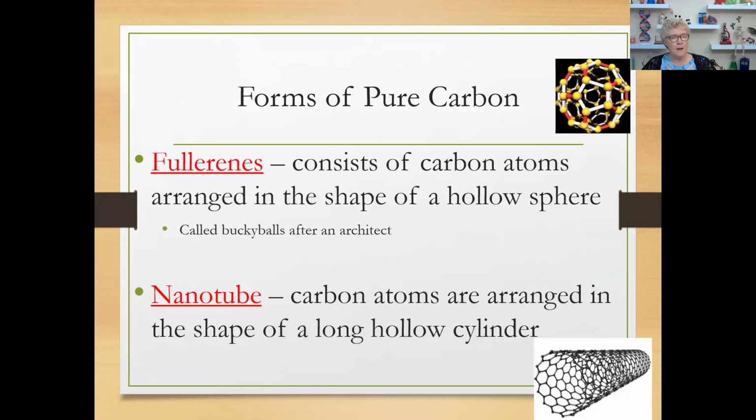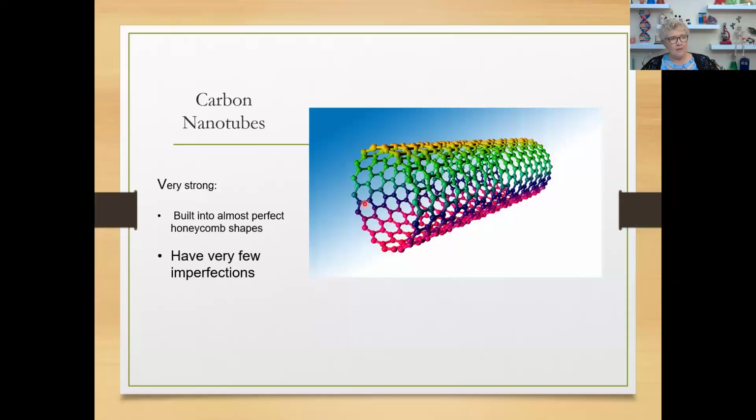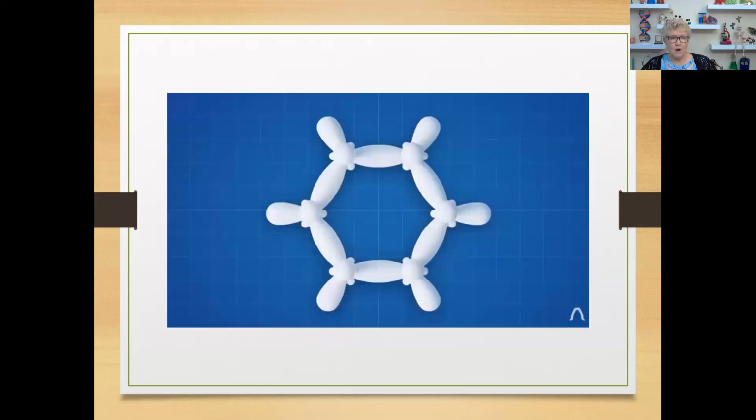And then we have those fullerenes. Those are hollow tubes or spheres. Nanotubes are tubes, fullerenes are spheres. These are made in a honeycomb shape like this. You can see how they're built into almost this perfect honeycomb shape. They have almost no imperfections, so they're very, very strong. They're almost impossible to break. They're shaped a little bit similar to a honeycomb, and honeycombs are known to be very, very strong. The hexagon shape makes them really, really strong.